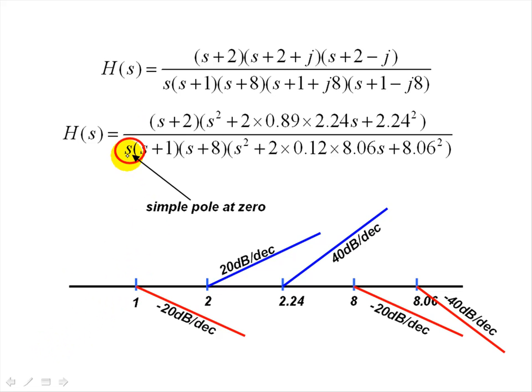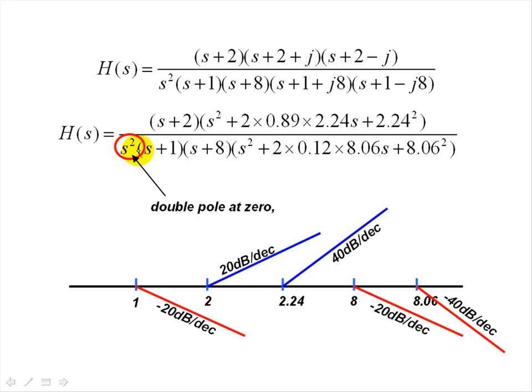This third transfer function has a simple pole at 0, and the plot enters from the left, descending with a negative slope of 20 decibels per decade. This fourth transfer function has a double pole at 0, and the plot enters from the left, descending with a negative slope of 40 decibels per decade.